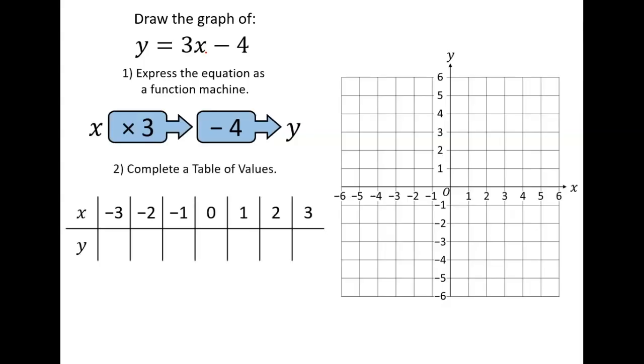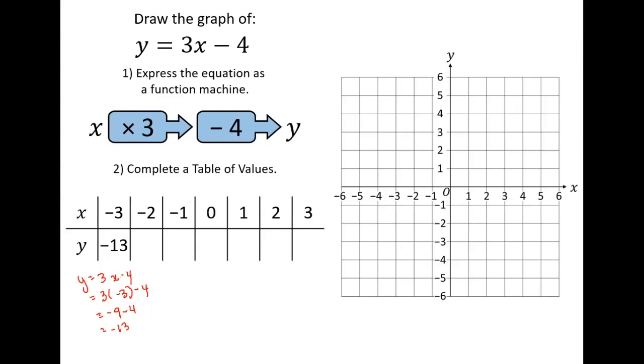So we're going to complete our table of values. And if you're like me, you can write your equation down. So we have 3x minus 4. This just leaves less room for error, I find. So we're going to start with x equals -3. 3 times -3 gives me -9 minus 4. So that gives me -13.